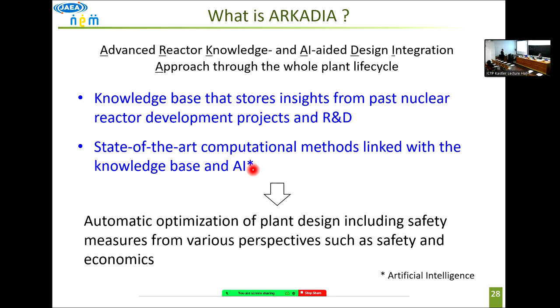For this purpose, state-of-the-art computational methods are linked with the knowledge base and AI. That means sometimes we say digital triplet. Maybe you have often heard of the digital twin. Digital twin is the physical one and the virtual one. And the additional one, digital triplet, means knowledge. So the final objective of developing this system is to make automatic optimization of the plant design, including the safety measures from various perspectives, such as safety and economics.